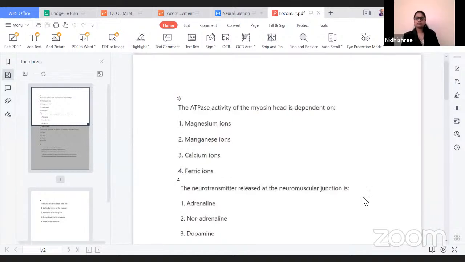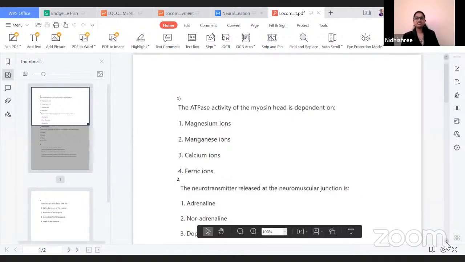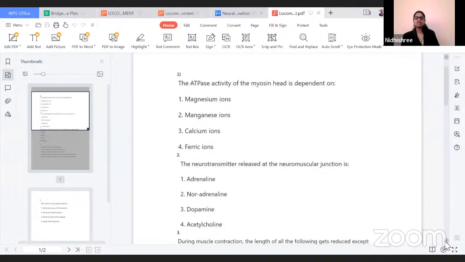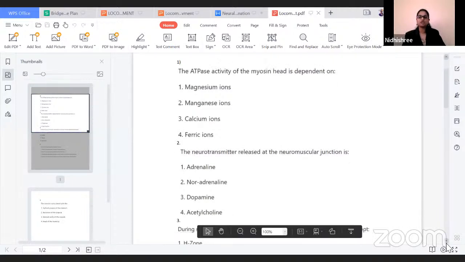The second question goes like this. The neurotransmitter released at the neuromuscular junction is adrenaline, noradrenaline, dopamine, acetylcholine. 5, 4, 3, 2, 1. Kanchanaraj option C, option A, Chandru option D, Saima option A, Saumenaral option A, Lohit Kumar option A. The right answer is option D, acetylcholine, first answered correctly by Chandru.